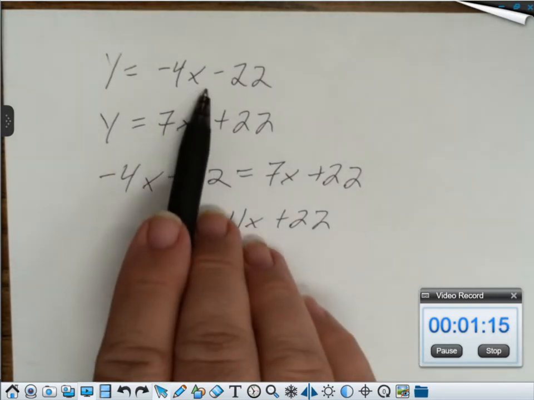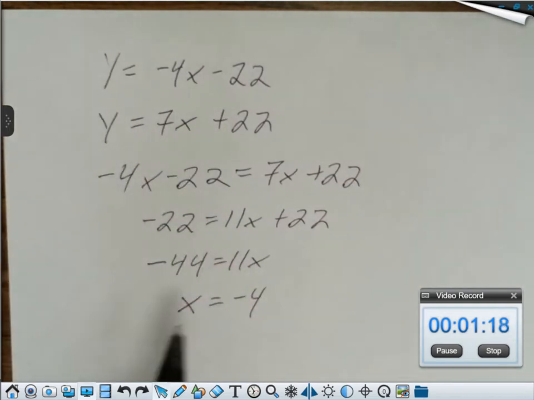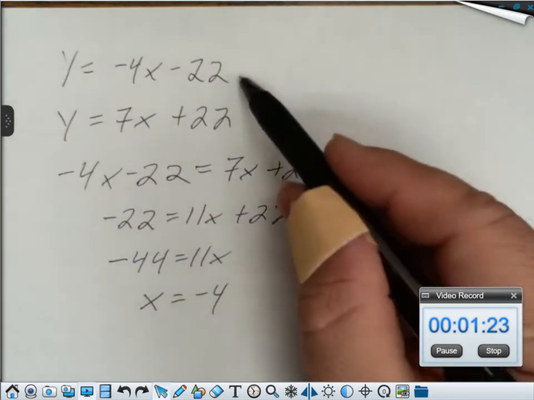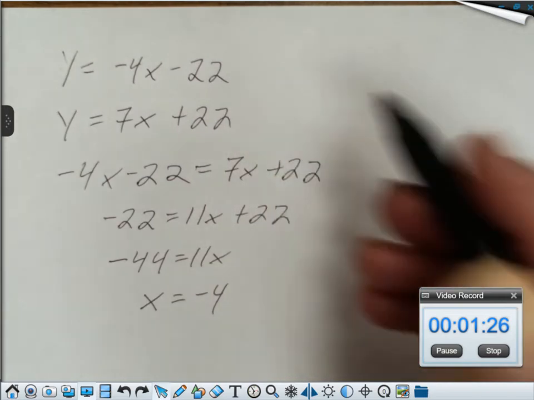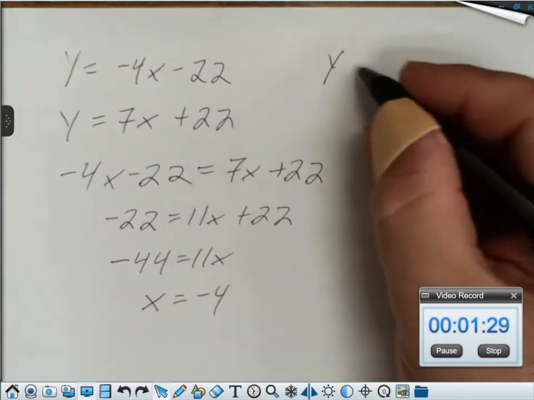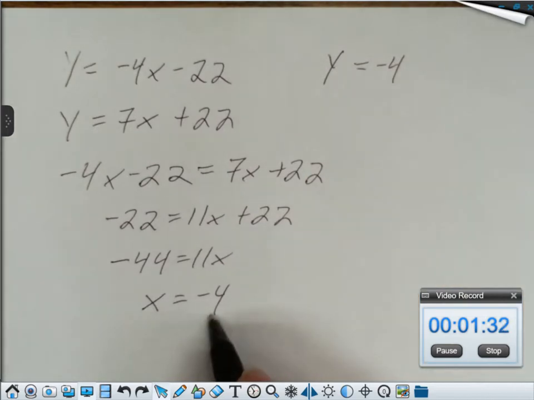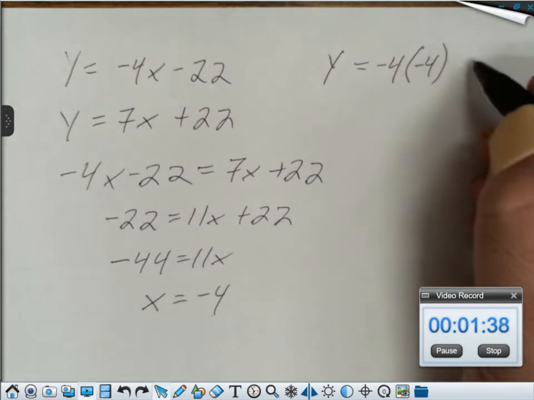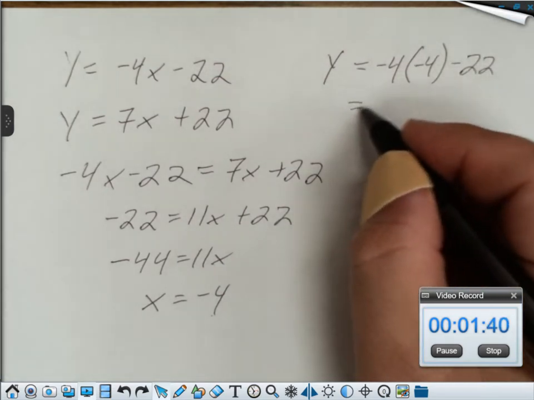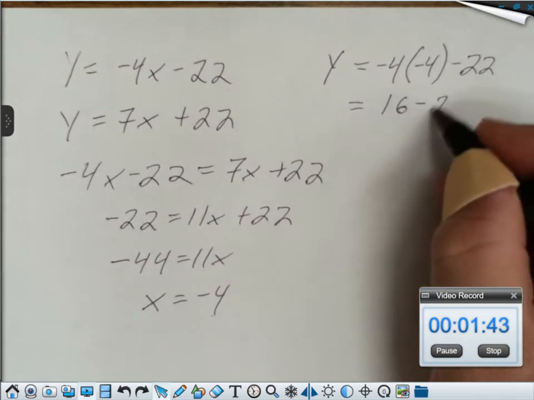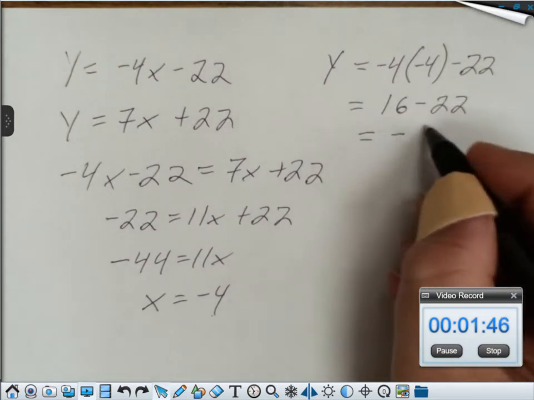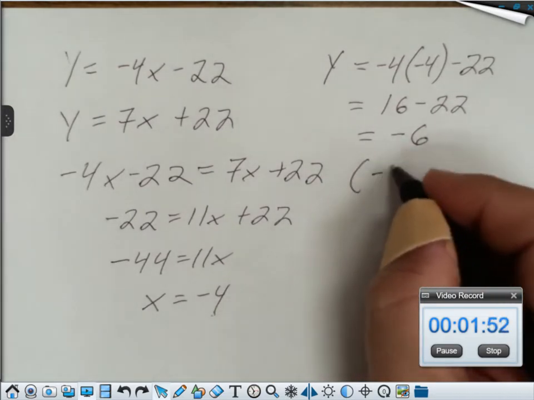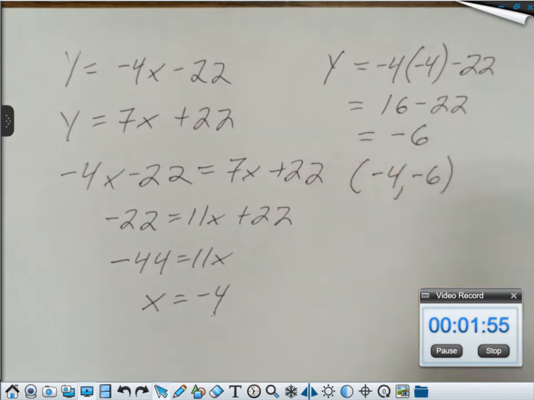And so what I did was I took this, set it equal to this, because they're both equal to y, and then solved it, and I found x. And now that I know what x is, I pick either one of these two equations, it doesn't matter. I'm going to pick the first one, and I take y equals negative 4 times x, and I found that x was negative 4, that's just a coincidence that they're both negative 4, minus 22, and so that equals 16 minus 22, and so y equals negative 6. So I get negative 4 and negative 6, so my answer is negative 4 comma negative 6.